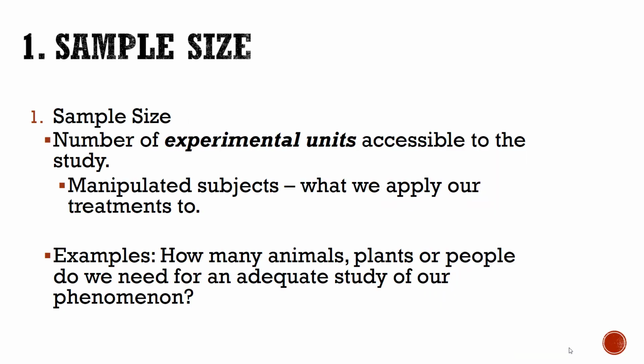All right, so with sample size, we're going to spend quite a bit of time talking about this. Sample size really refers to the number of experimental units that are accessible to the study. So how many subjects or experimental units are we going to manipulate using our treatments? What are we going to apply our treatments to? Some examples of these manipulated subjects are: how many animals do we need in a study? How many plants do we need in a study? How many people do we need in a study in order to adequately study the phenomenon that we're interested in?